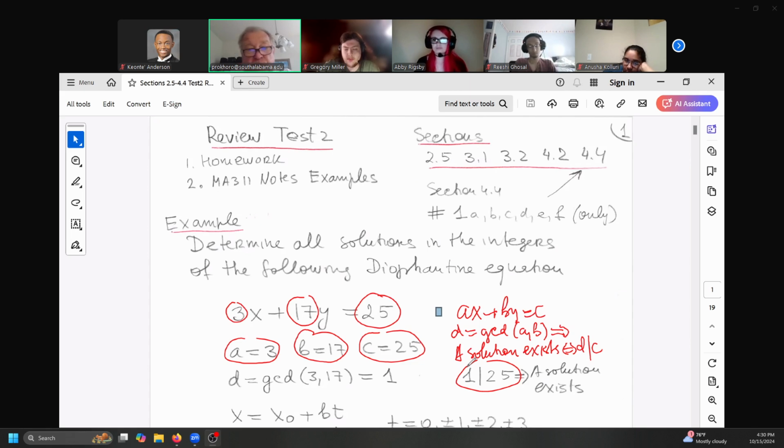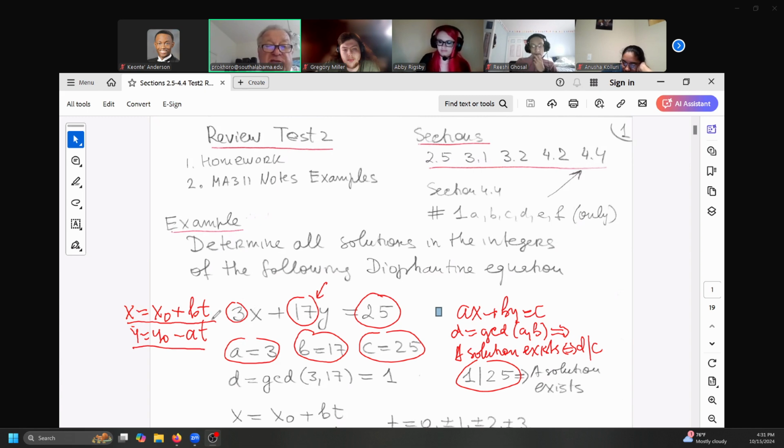How to find the solution? We have two formulas, and you need to memorize these formulas. One formula is x equals x naught plus b times t, and y equals y naught minus a times t. We write in x the coefficient for t related to b, and in y the coefficient related to a. Here x naught and y naught are particular solutions.